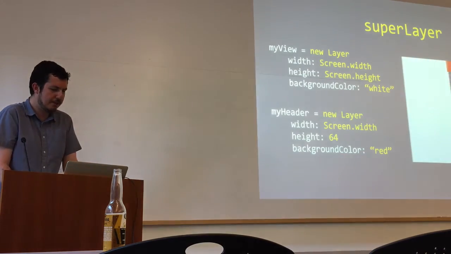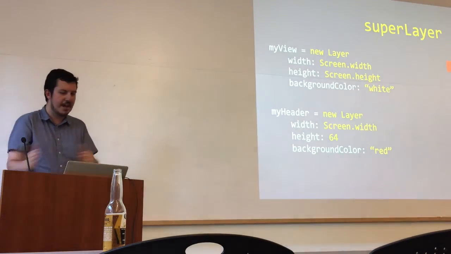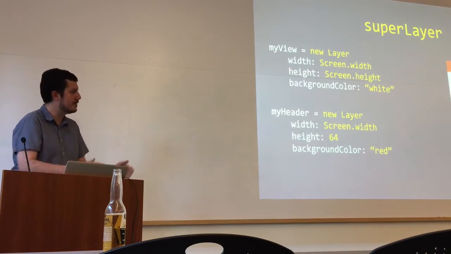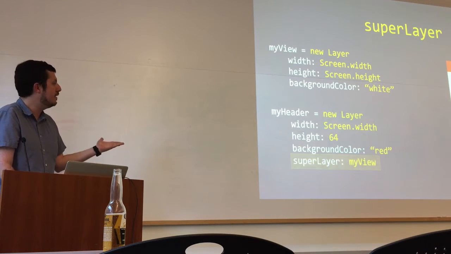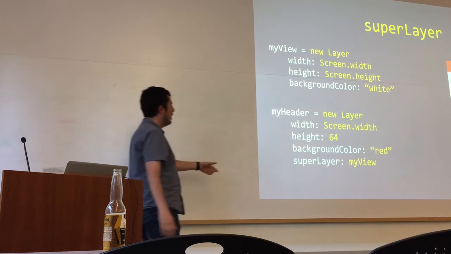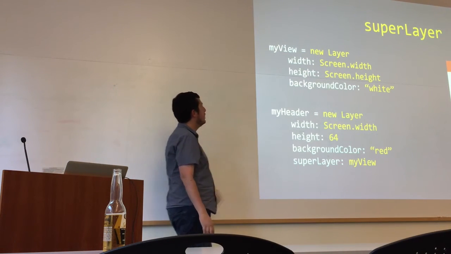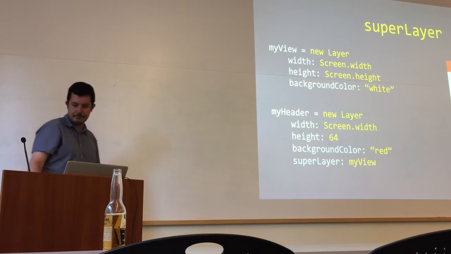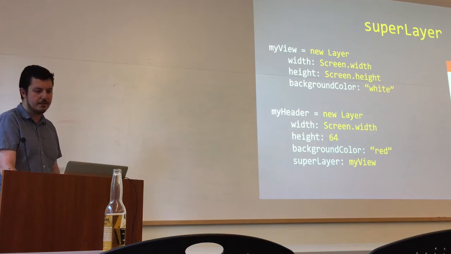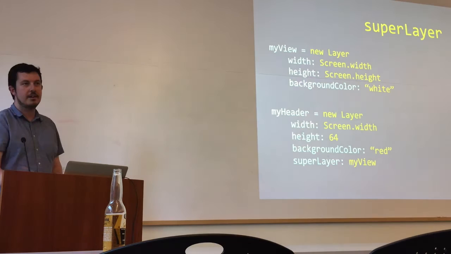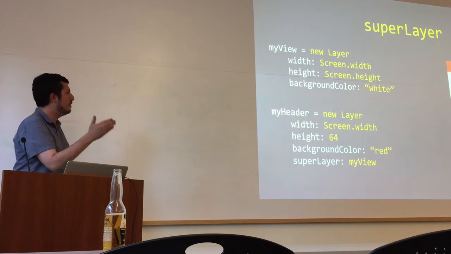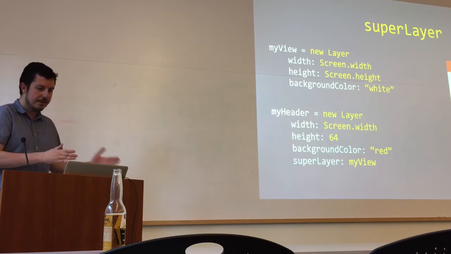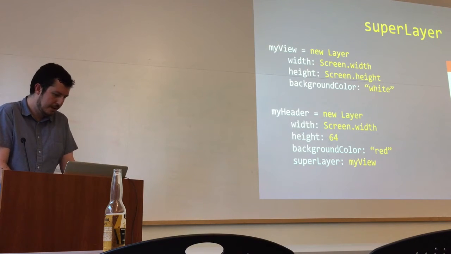If I start moving my view, though, nothing happens with my header. My header stays in place, and that's only the case until I add a super layer. So I can tell my header that its parent is actually that guy up there, my view. And so once I do that and I start manipulating my view, you can see that everything moves together. Since it's now a child of the view, they all move at the same time.